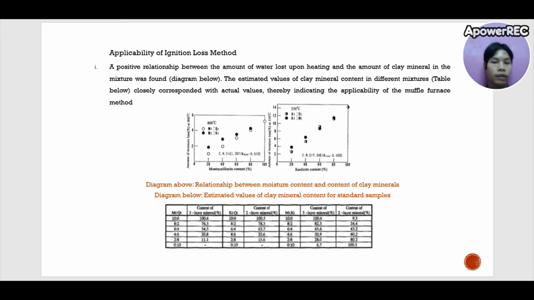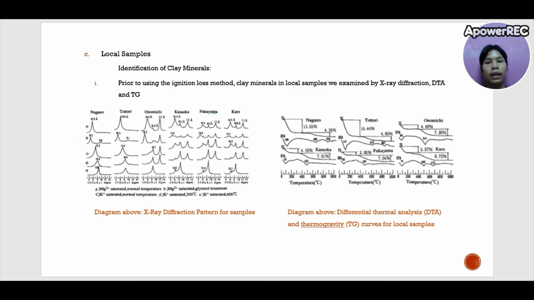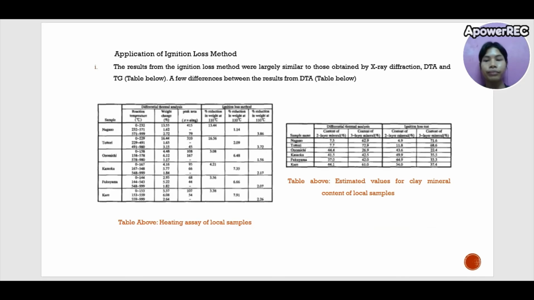So the diagram above shows the relationship between moisture content and content of clay minerals, while the table below shows the estimated values of clay mineral content for the standard samples. Okay, and then the local samples, the identification of clay minerals. Prior to using the ignition loss method, clay minerals in local samples were examined by X-ray diffraction, DTA and TG, which is differential thermal analysis and also thermogravimetry.